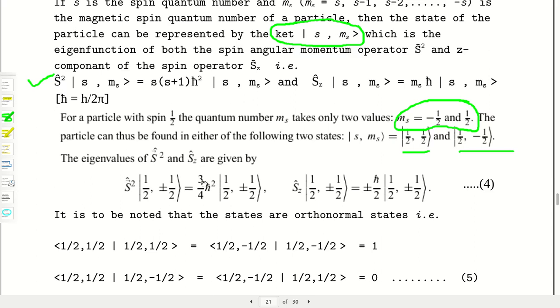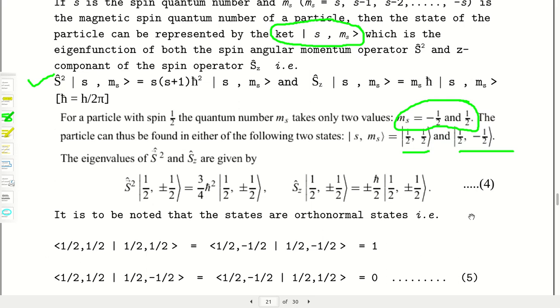Okay, but the eigenvalues are unchanged, that is invariant, so put s equal to half. So half into half plus 1, what will that be? This will be 3 by 4. So 3 by 4 is written and multiplied by ħ squared, and this ket is half, and plus or minus half. Similarly Sz is written like this, plus minus. Here ms can be either plus half or minus half. So the eigenvalues are not equal to each other, they are different.